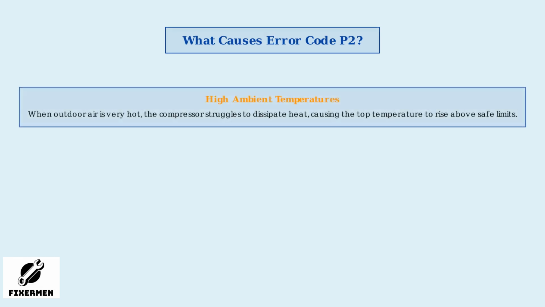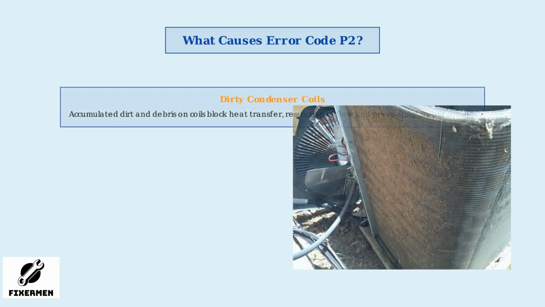Several factors can trigger the P2 error code in Carrier HVAC systems, all related to compressor overheating. Let's examine the main causes. High ambient temperatures are a common trigger. When the surrounding air is extremely hot, the compressor cannot effectively release its heat, leading to overheating at the top. Dirty condenser coils are another major cause. When coils become coated with dirt, pollen, or debris, they cannot transfer heat efficiently. This restricts airflow and traps heat around the compressor.